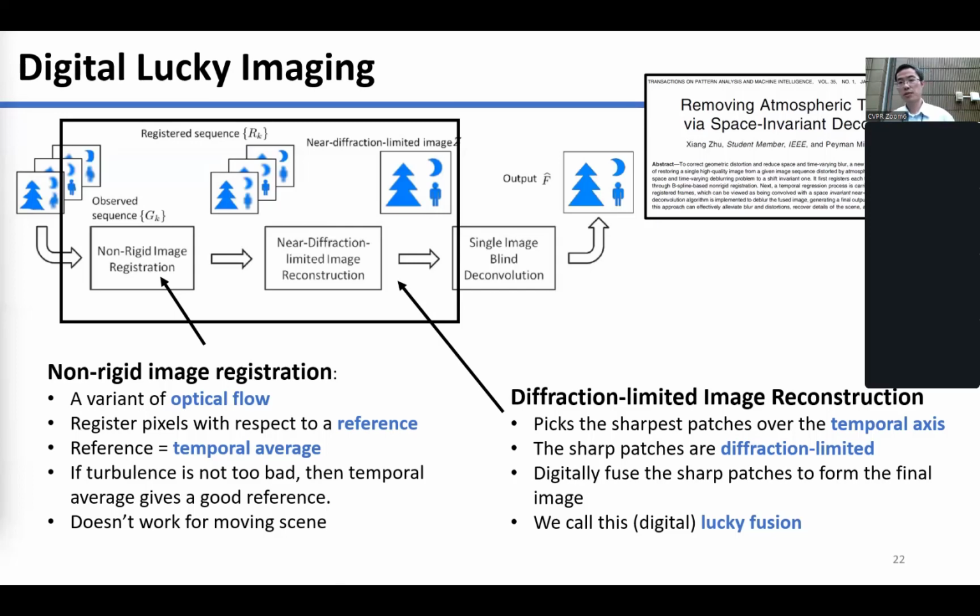So this paper was published back in early 2010. What they do is this non-rigid image registration, which is what I'm describing, and then they pick up the sharp patches. They construct what they call the diffraction limit of blur. Their argument is that after I have taken all the sharp patches, the image that I have constructed will only have some residual blur. That blur will be spatially invariant. Then you can apply whatever deconvolution technique you want. Okay, so that's one technique.